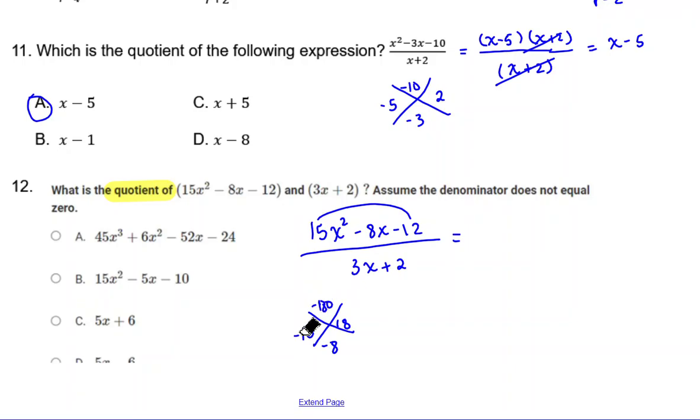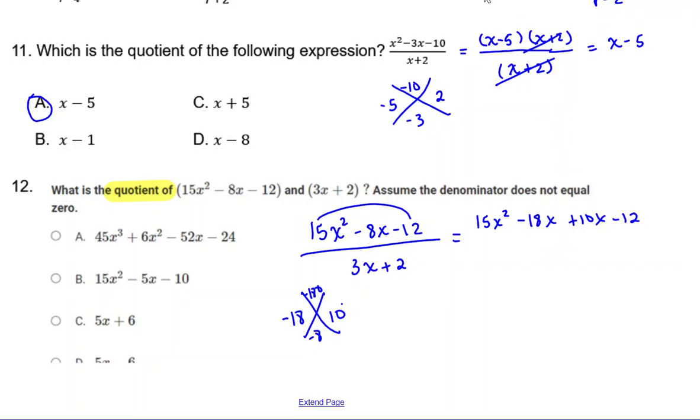So actually, I do need to change the signs. So you're going to do negative 180 and then negative 8. So I'm going to do negative 18 times 10, so that I would get negative 18, negative 8 there. All right, so what do I do with these two numbers? Well, I need to go ahead and rewrite the numerator. So 15x squared, instead of saying negative 8x, I'm going to use these two numbers, negative 18x plus 10x, and then bring over the c, negative 12.